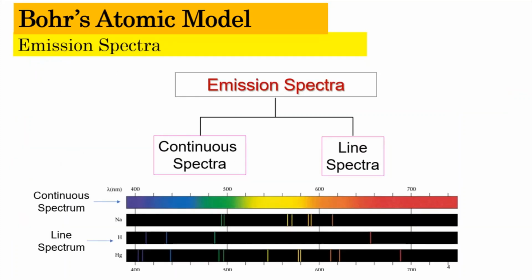So, emission spectra. Emission spectra can basically be divided into two, which is continuous spectra as well as the line spectra. And the continuous spectrum here can be seen as continuous colors, in which it has a continuous wavelength without any break. Meanwhile, for the line spectra, we're going to focus on the hydrogen atoms here, in which it only has certain lines which represent certain wavelengths. So, without any further ado, let us look into continuous spectra first.